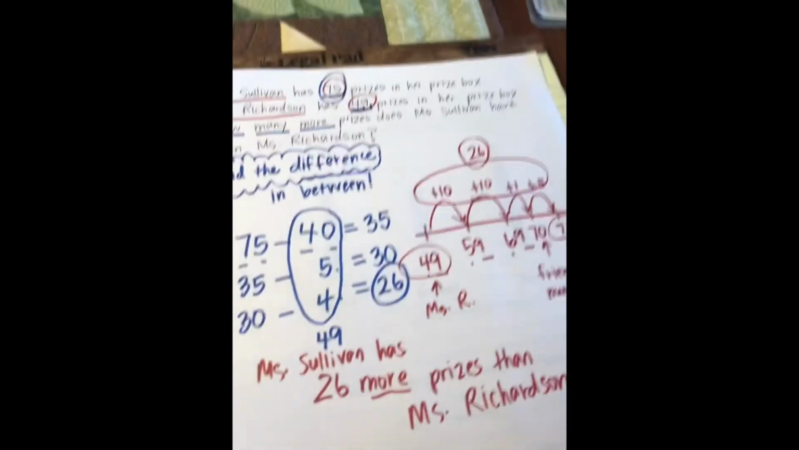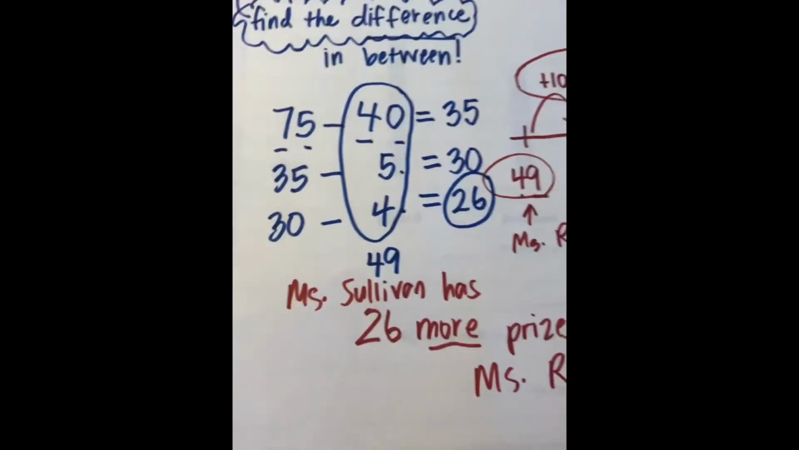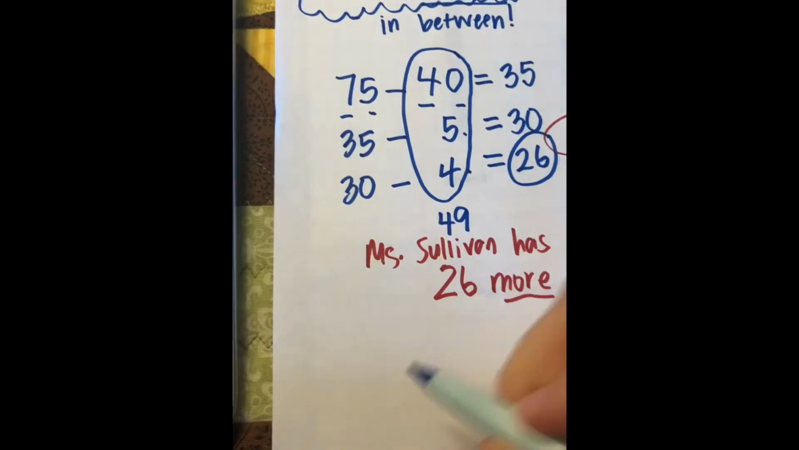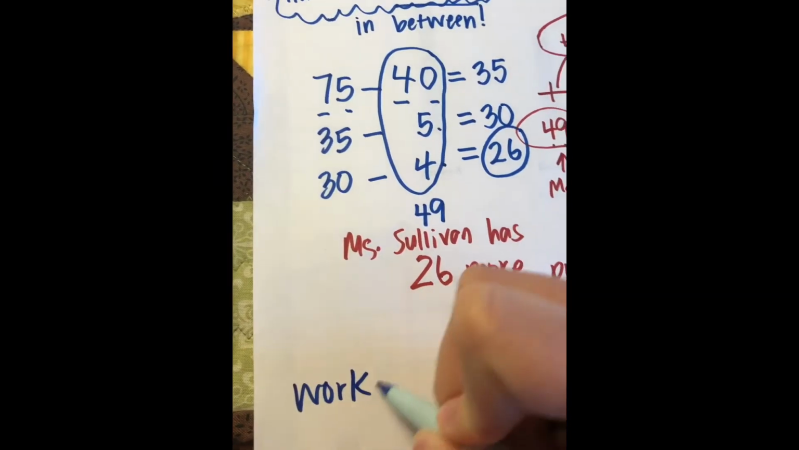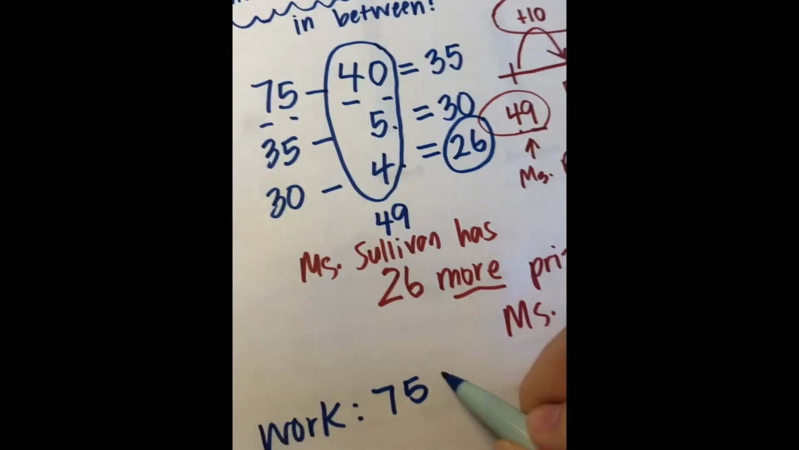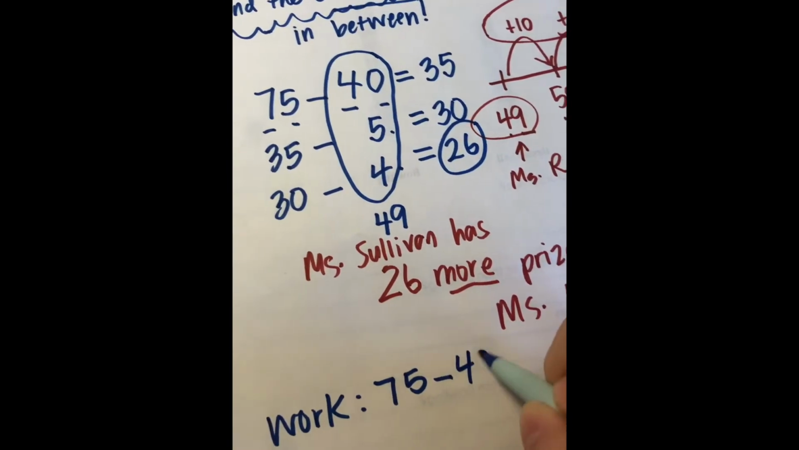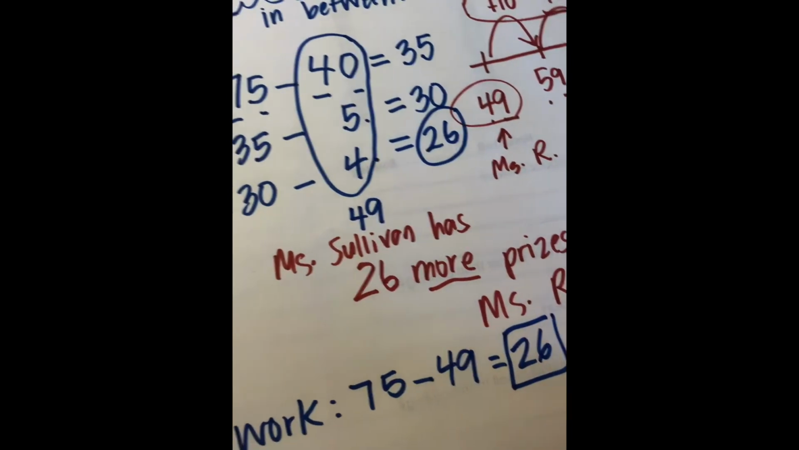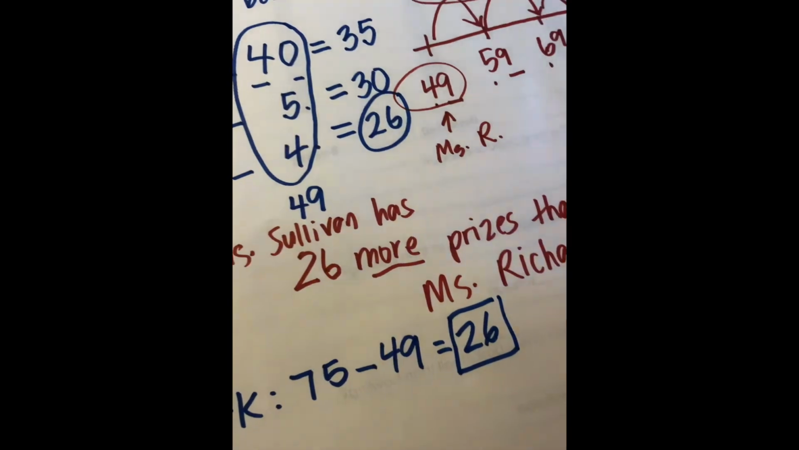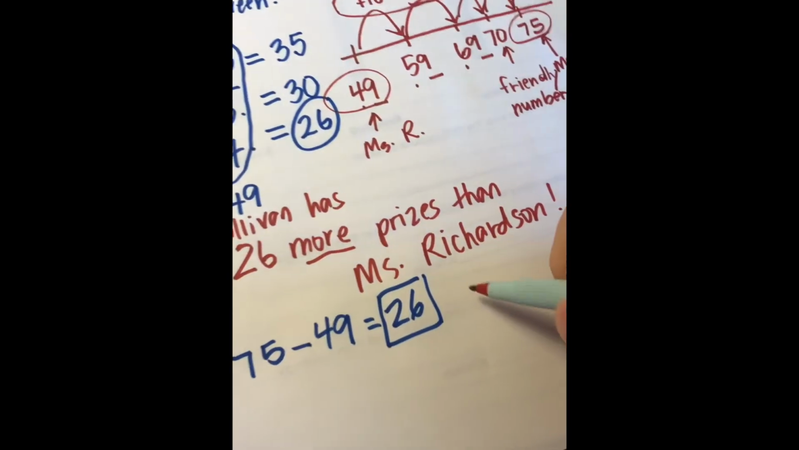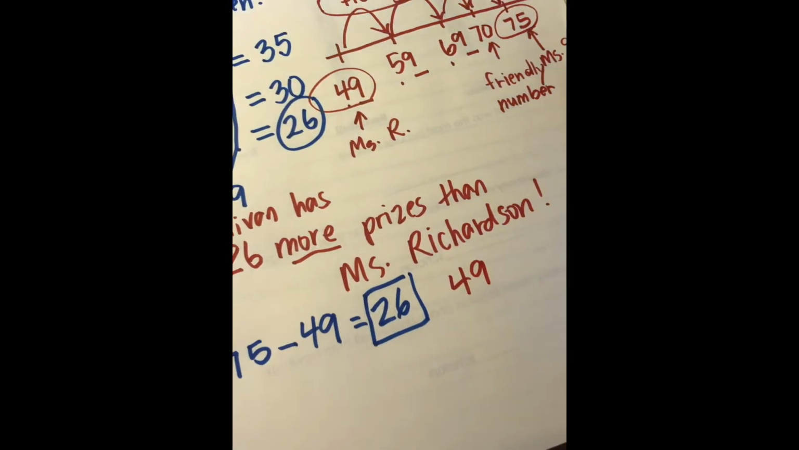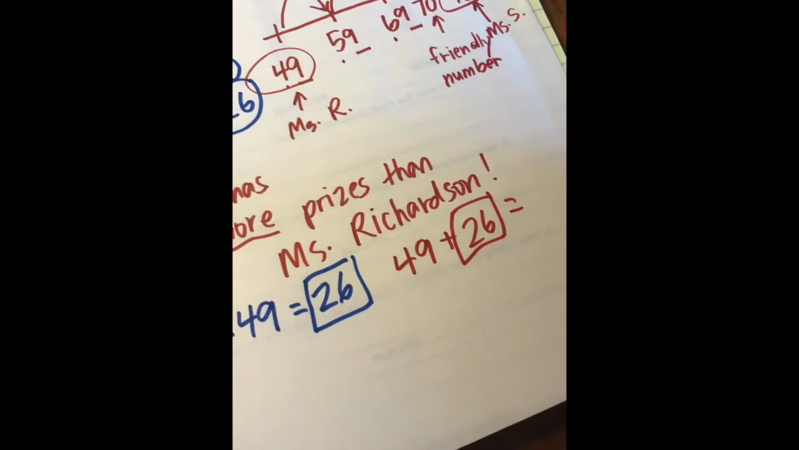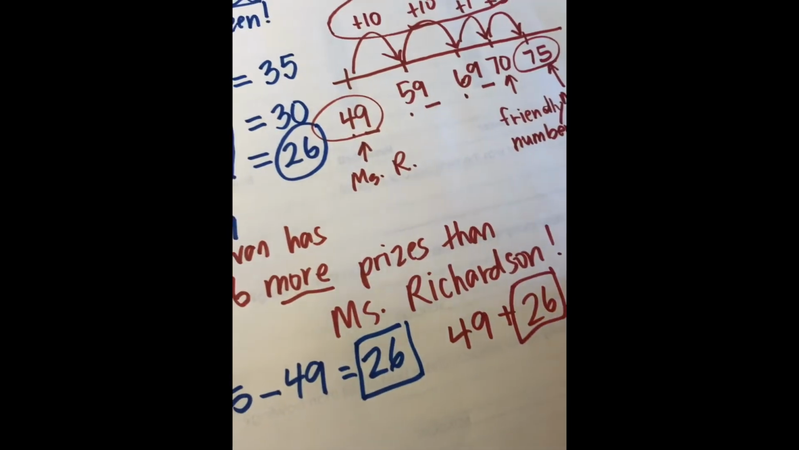Now, a number sentence to match your work. So for this strategy, and I'll use the blue marker, we started with 75. We took away 49, and it equaled 26. And we put a box around the unknown number. But for this strategy, we started with 49. We added 26, and it equaled 75.